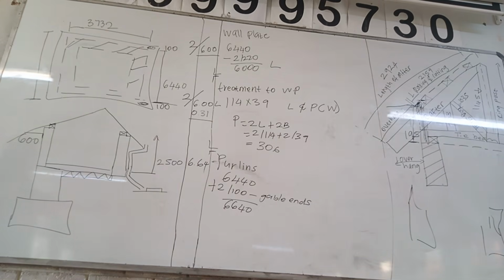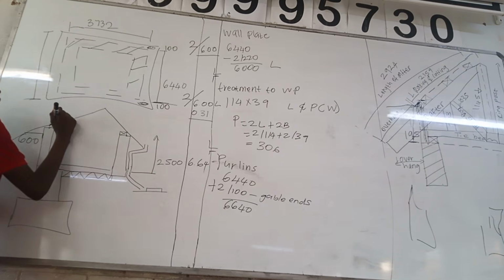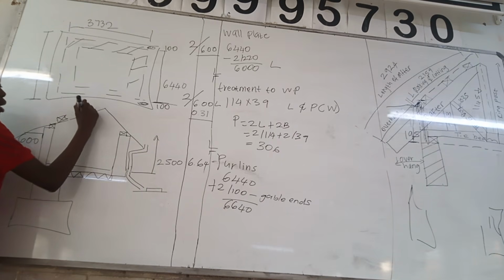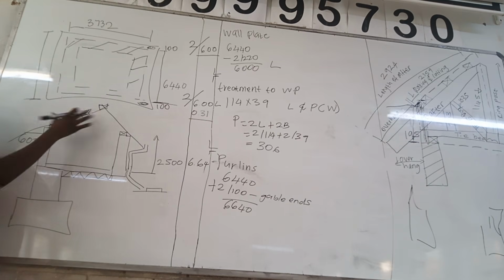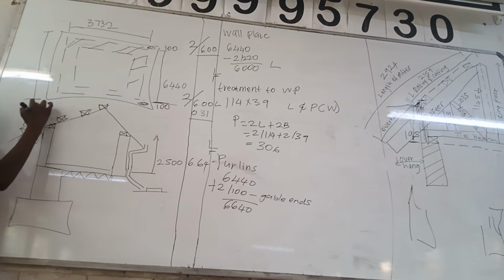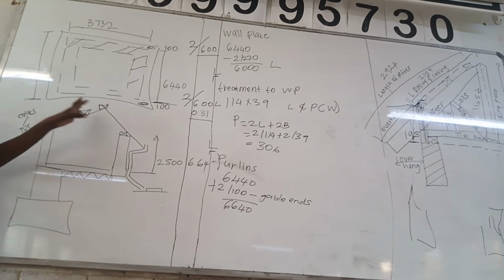We do multiply our pay lines. Usually the pay lines will take 3, so it's 1, 2, 3. When we say it's 3 pay lines, we are not including the eaves pay line. The eaves pay line is the one here, at the overhang at the eaves.